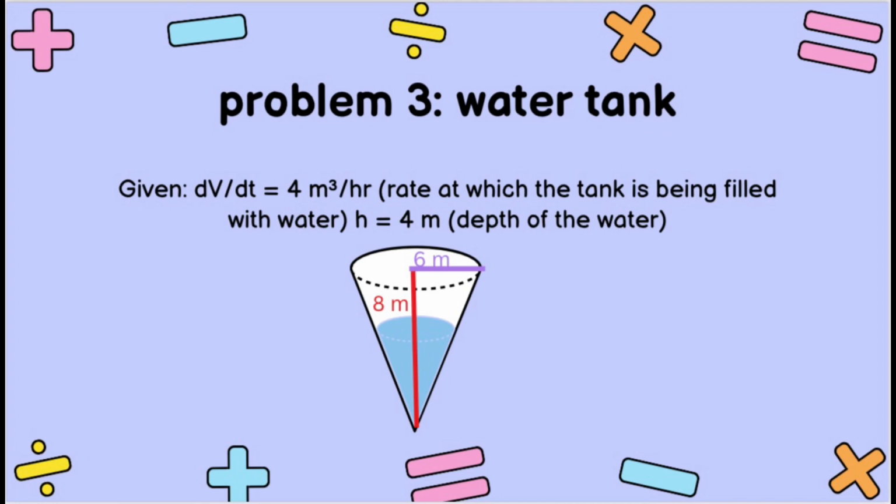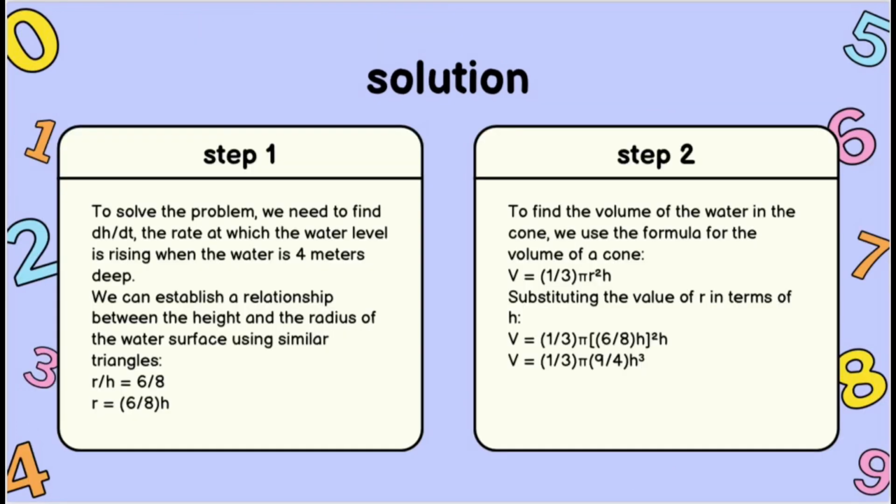Given dV over dt equals 4 cubic meters per hour, the rate at which the tank is being filled with water, H equals 4 meters. It is the depth of the water. Alright, let's move to the solution.